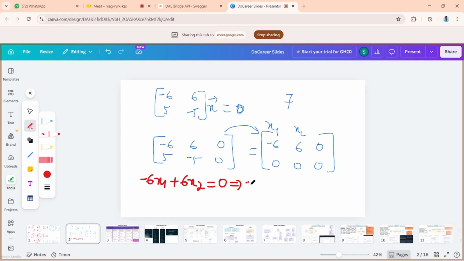Then I can have my x1 equal to x2. I did it directly, so if you do it yourself you get this. What we do is always find the basic variable. This is a basic variable, and we write it in terms of the free variables.